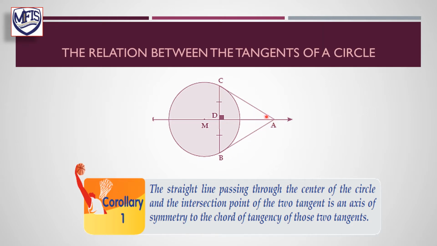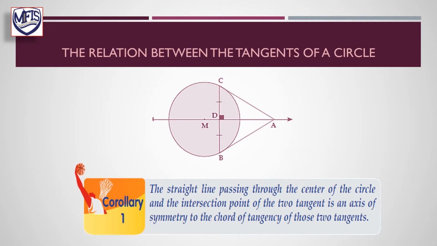AB and AC are two tangents from point A outside the circle. Then the straight line passing through the center of the circle and this point A is an axis of symmetry of the chord which joins the two points of tangency. Now, what is the meaning of a straight line being an axis of symmetry of CB? That means D is the midpoint of the chord BC and also line AM is perpendicular to chord BC.